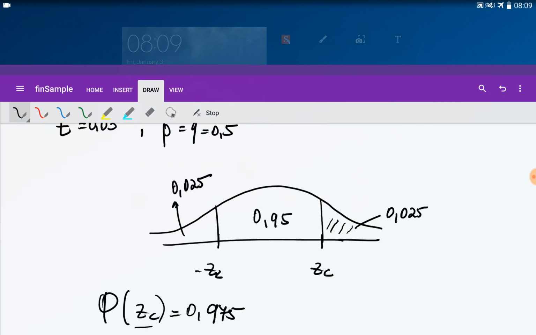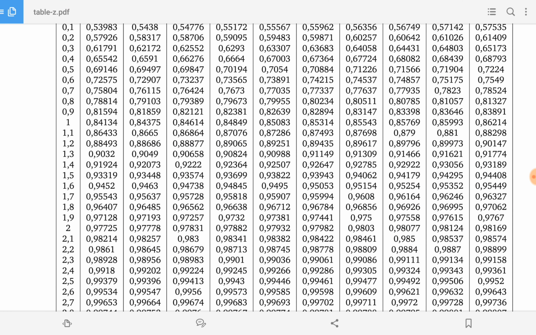So again, we need to go to the table, we need to find the area, which is 0.975, which is here, right? So if you find the z, it's going to be 1.96.